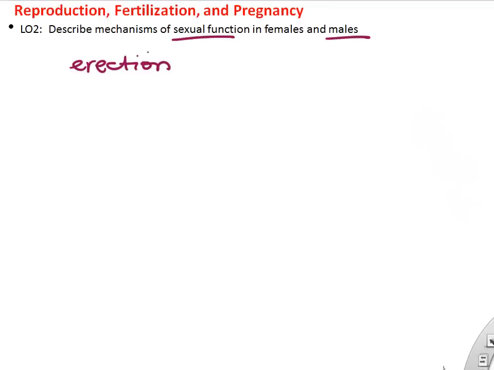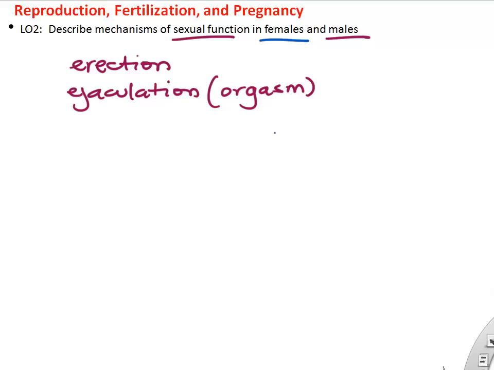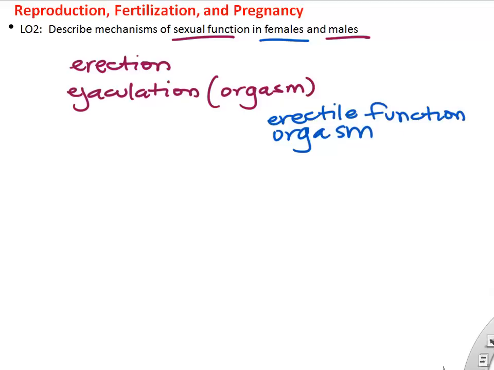Okay, let's switch gears and talk about sexual function in males and females. In the male, we talk about erection and ejaculation, which coincides with orgasm. In the female, sexual function would be orgasm, but also erectile function as well, since the female has erectile tissue similar to the penis. So we'll cover a little bit about the mechanisms of sexual function.